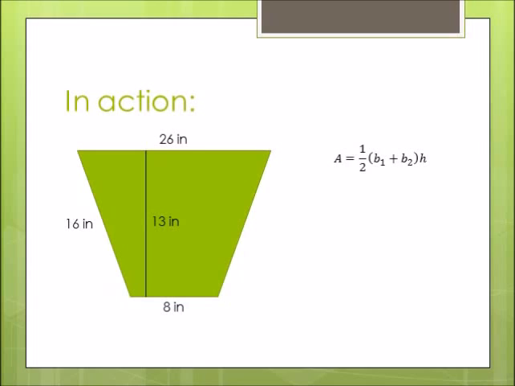So we have our area formula. Area is equal to 1/2 base 1 plus base 2 times the height. Substituting in our information, base 1 is 26, base 2 is 8, and our height is 13. 26 plus 8 is 34. Half of 34, remember that's 34 divided by 2, is 17. And then 17 times 13 is 221. And our units are square inches.